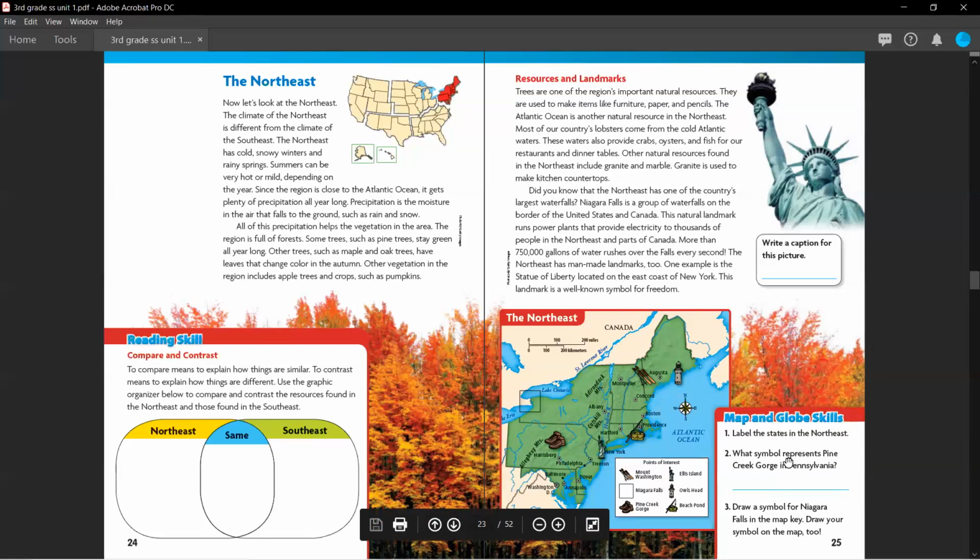And number 3, draw a symbol for Niagara Falls in the map key. And then draw your symbol on the map too. So we don't have a symbol for Niagara Falls here, so you're going to make one up, and then you're going to label Niagara Falls right here also in the box. You're going to make that same picture that you made here. You're going to make it right there.